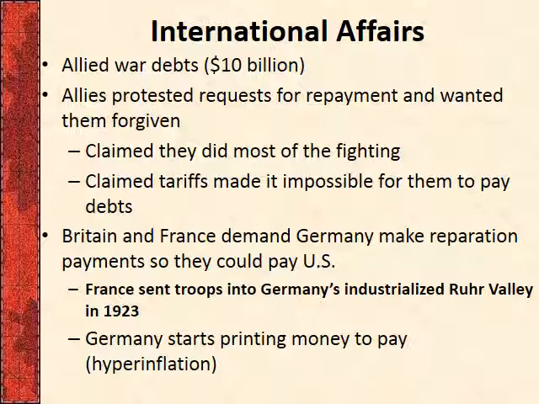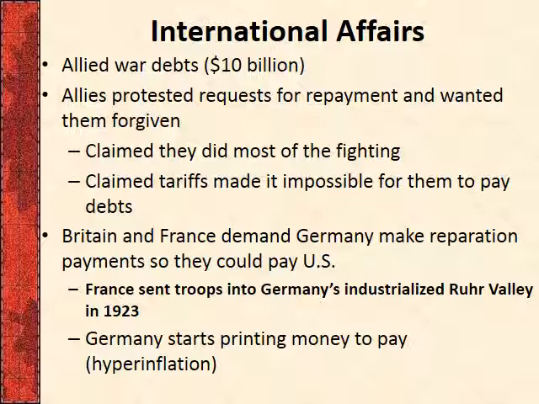a guilt clause, right? That's that Germany was at fault for the war. And so as a result, they pushed Germany to make reparation payments, in other words, punitive damages, to pay Britain and France. And this amounted to billions of dollars. And then, of course, the idea was that France and Britain would use these punitive damages to repay their war debts to the United States.